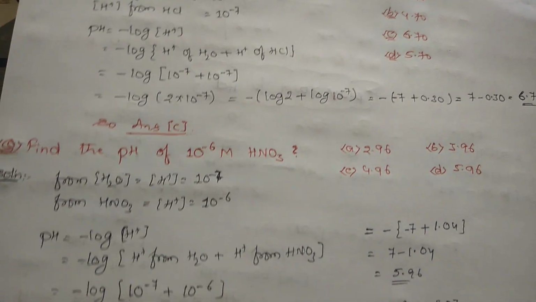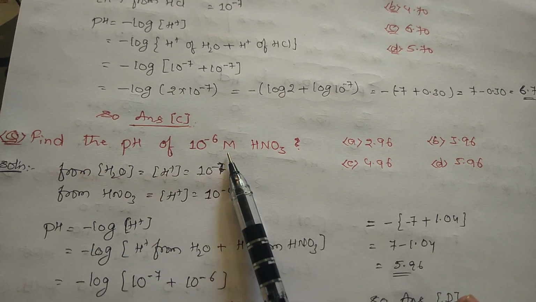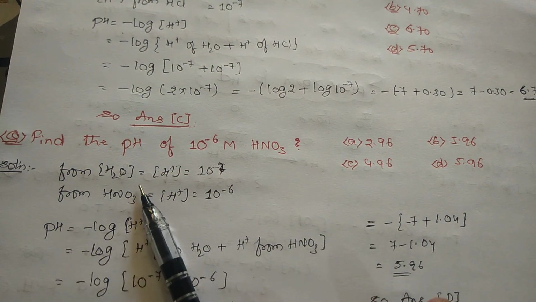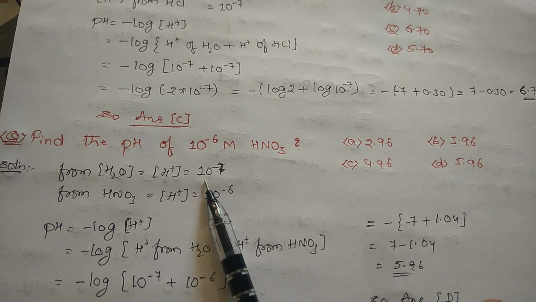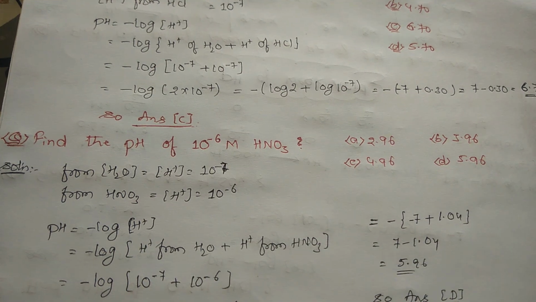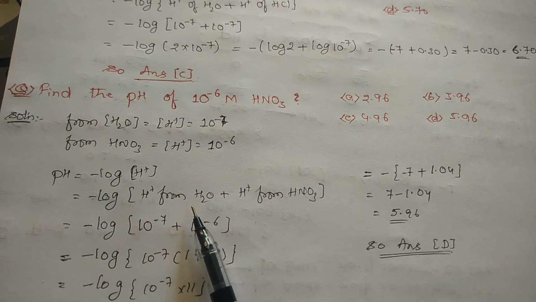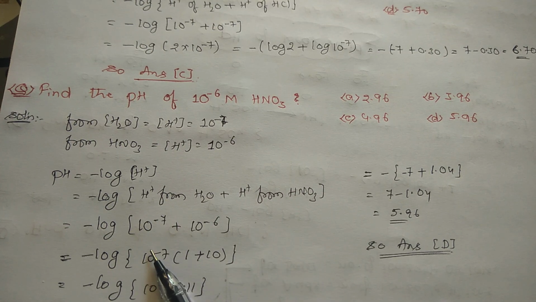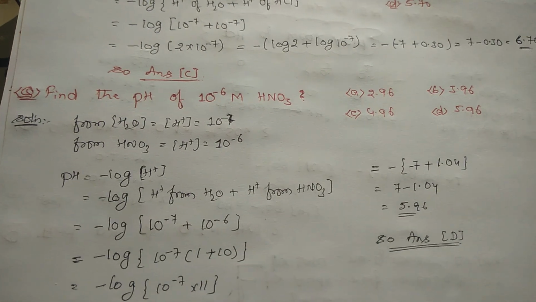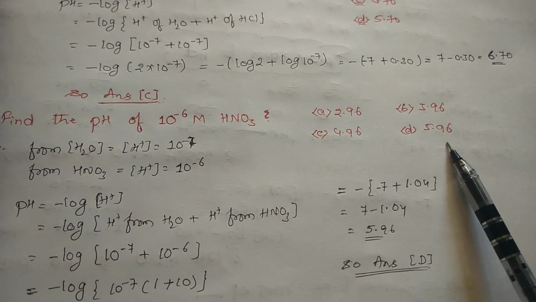So pause the video and you solve this question now. Find the pH of 10 power minus 6 molar HNO3. From H2O, this is 10 power minus 7. From HNO3, it is 10 power minus 6. So take into consideration, negative log of water's H plus as well as HNO3's, 10 power minus 7 plus 10 power minus 6. You will get 10 power minus 7 plus log 11. Log 11 value is 1.04 and finally the answer will be 5.96.